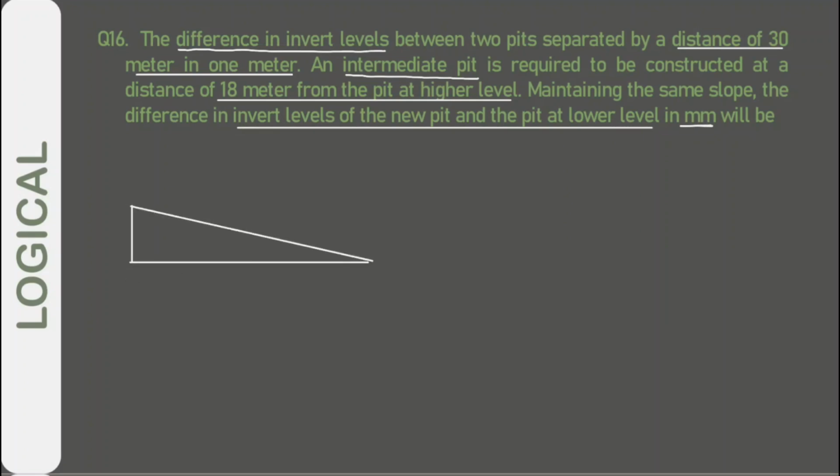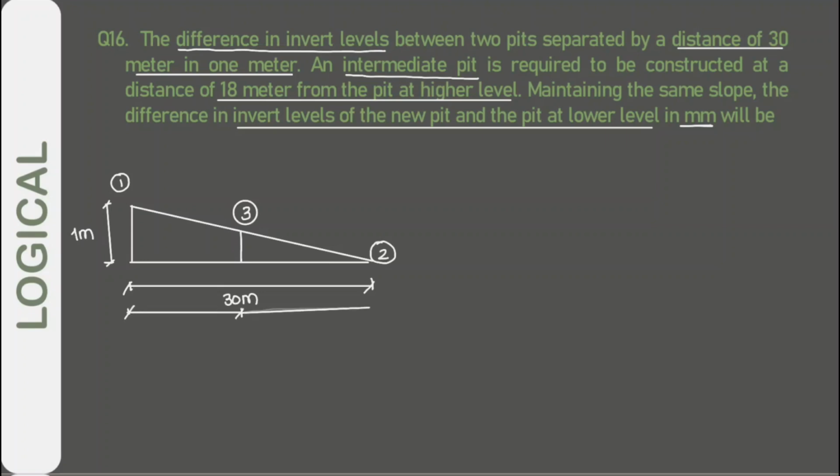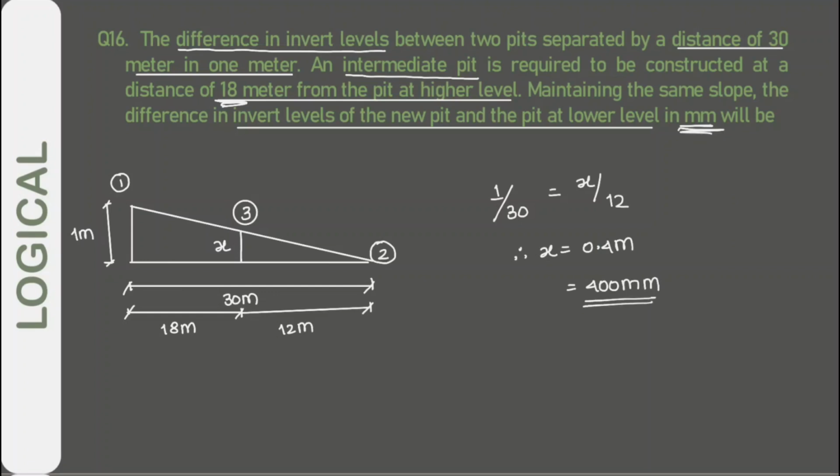The distance is 30 meters and the difference between the heights is 1 meter. So we have to construct a new pit here, that is pit number 3, which is at an 18 meter distance from the higher pit, which gives us that it is at a 12 meter distance from the lower pit. So 1 by 30 is equal to x, which is the height difference between the lower pit and the third pit, x by 12. Calculating this, it gives us x is equal to 0.4 meter, that is 400 mm.